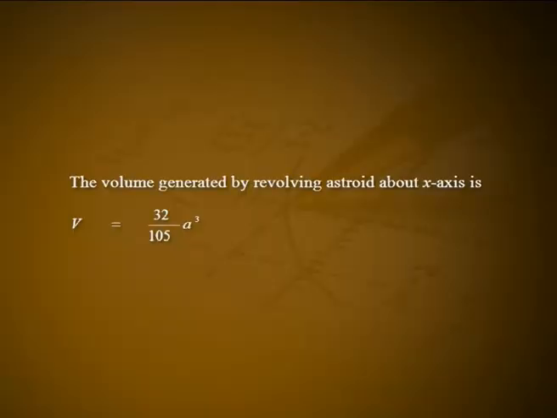The asteroid is a special case of the hypocycloid for b = a. The volume generated by revolving the asteroid about the x-axis is V = 32/105 π a³. Due to symmetry about both the x-axis and the y-axis, the volume generated by revolving the asteroid about the y-axis is also V = 32/105 π a³.